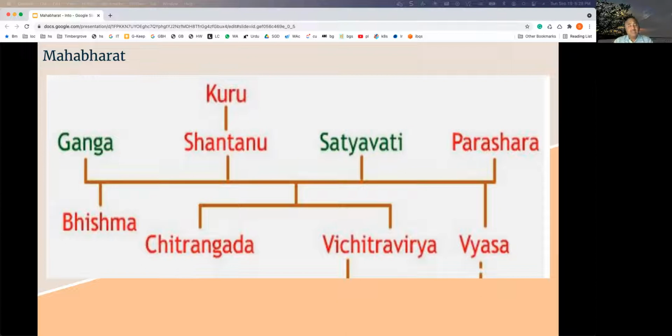So she tells Shantanu that if you love me, which he does, then I have the condition that one of my kids should be emperor and not Devavrata. And this is kind of a blow to the king. And there's a big story that goes around it. And then Devavrata comes to know about it.